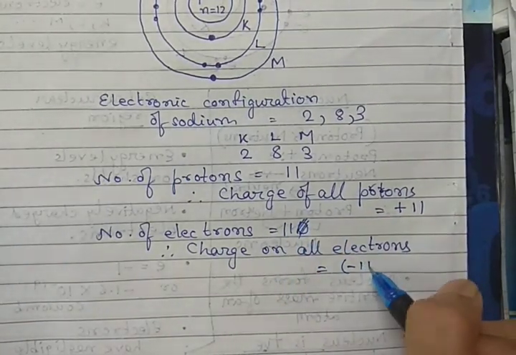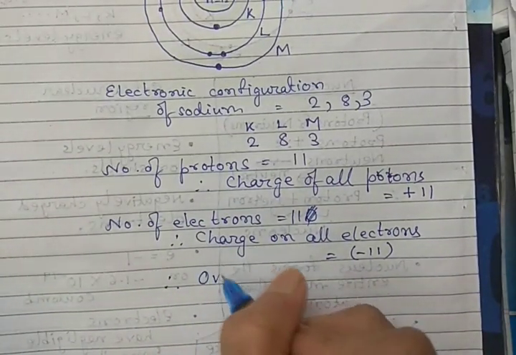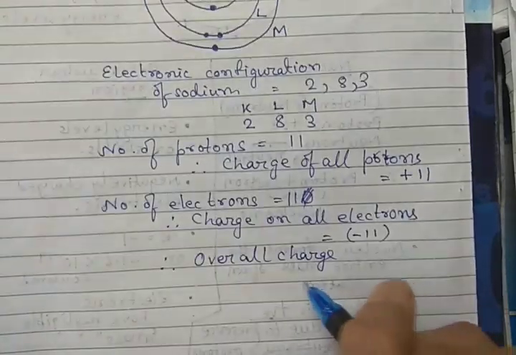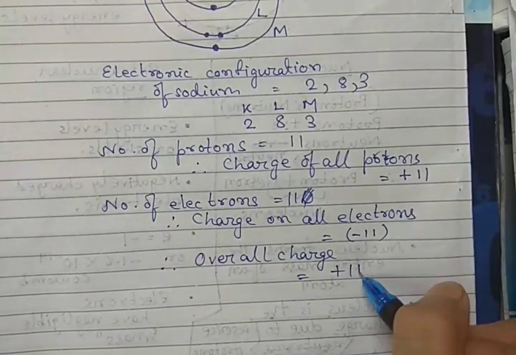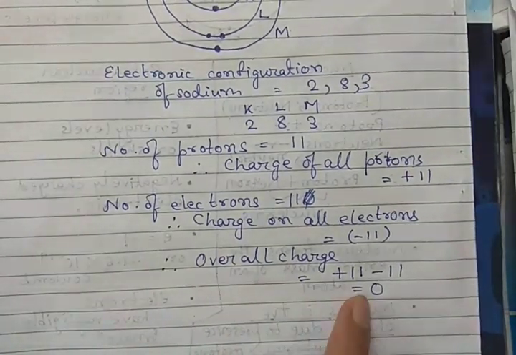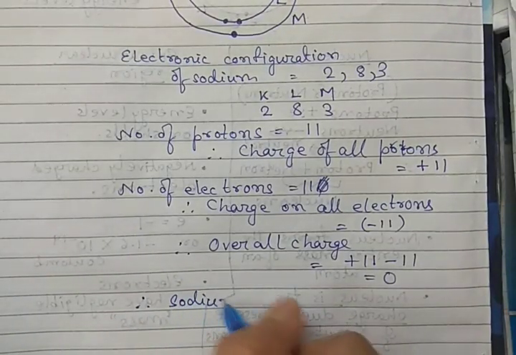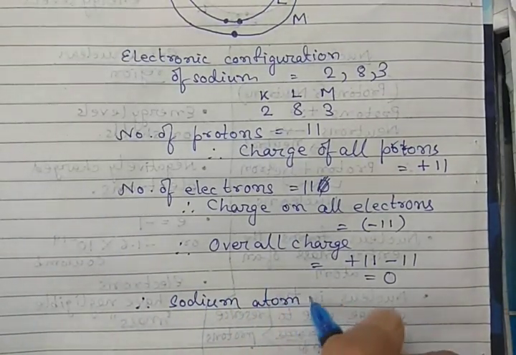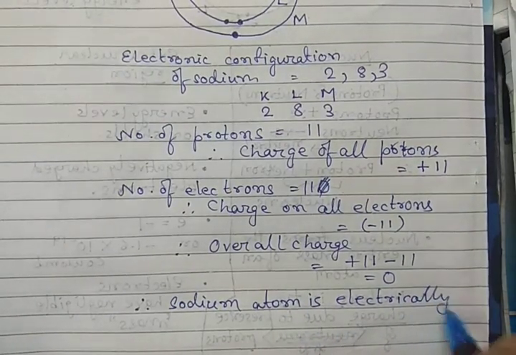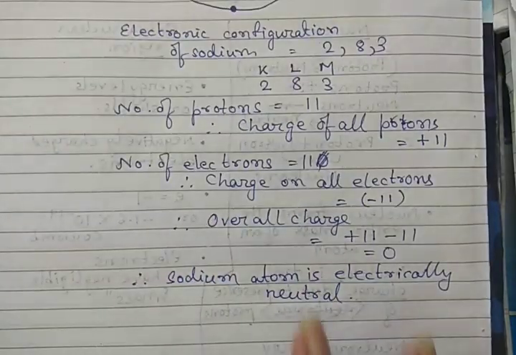So minus 1 into 11 is minus 11. Therefore overall charge is plus 11 minus 11, which is equal to 0. So we find the overall charge of the atom is 0. Therefore sodium atom is electrically neutral. Clear?